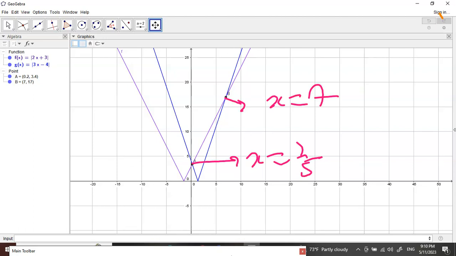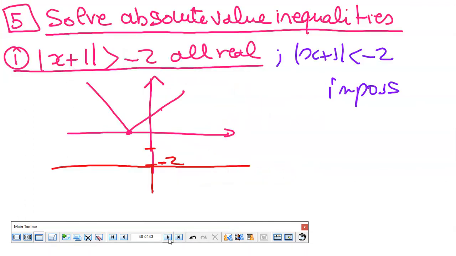Now let's move to how we solve absolute value inequalities. Also, I have some special cases for absolute value inequalities. If I want to solve absolute value of x plus 1 bigger than minus 2, why is it all real numbers? Because the absolute value is always positive, and a positive number is always bigger than a negative number. That's why it's all real numbers.